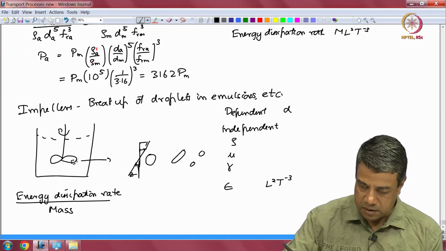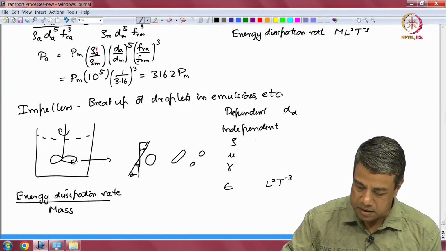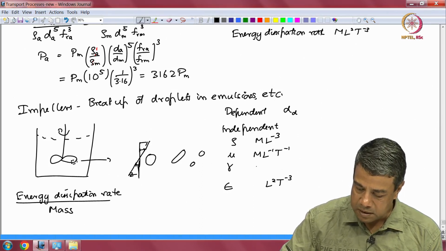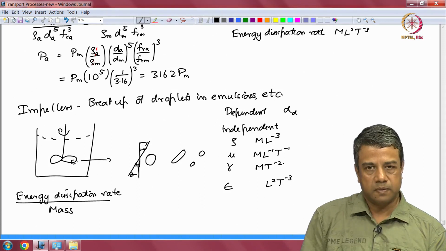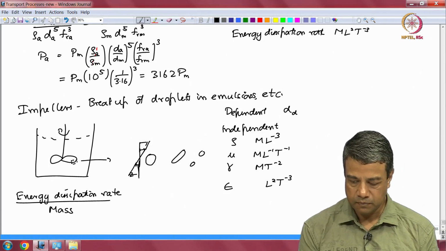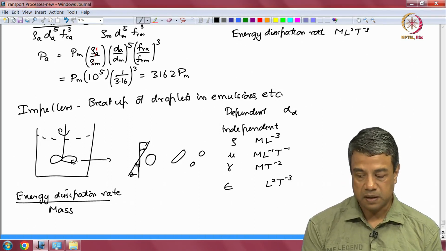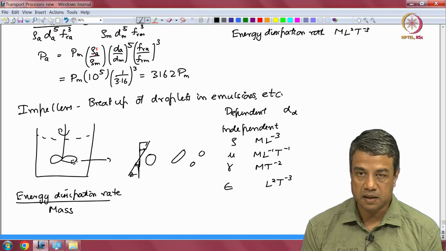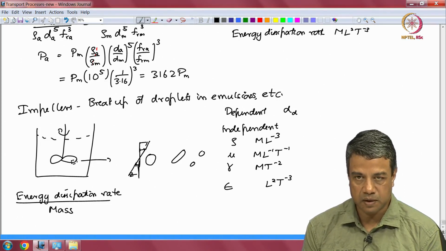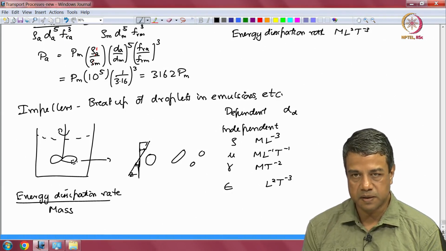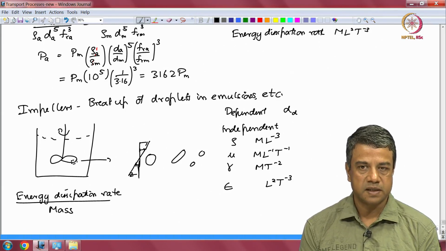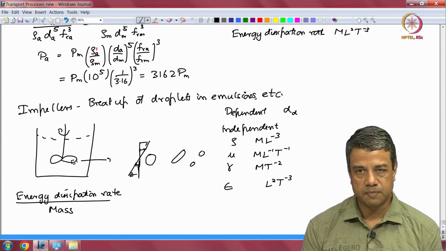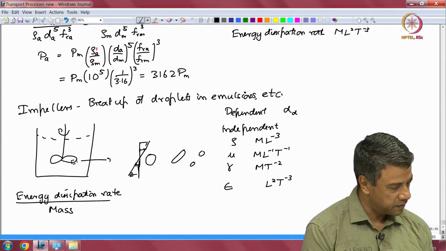So, there is the droplet diameter here. The density has dimensions M L power minus 3, viscosity M L inverse T inverse, and surface tension is M T power minus 2, as you recall. And the energy dissipation rate is L square T power minus 3, the energy dissipated per unit mass. So, this is an intensive variable. It is equal to the power input, because whatever power is put in at steady state is dissipated by the fluid velocity. So, this is basically the power divided by the total mass of the reactor.